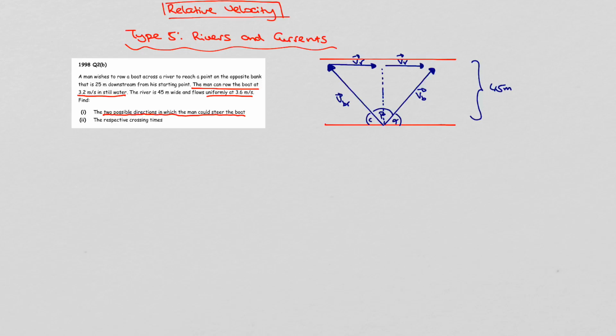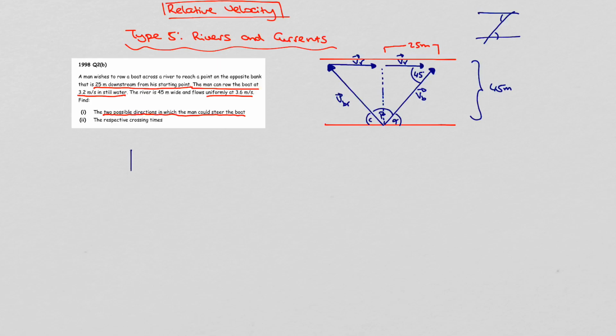Now we also know that the boat is going to end up 25 metres downstream from his starting point, which is why I've divided this triangle into two parts. So this distance from here to here is 25 metres. I can use that information to work out this angle here, alpha, because the two opposite sides of the bank are horizontal parallel lines, and the vector I've drawn for the velocity of the boat creates a transversal. If we have two parallel lines and a transversal, then we have alternate angles.